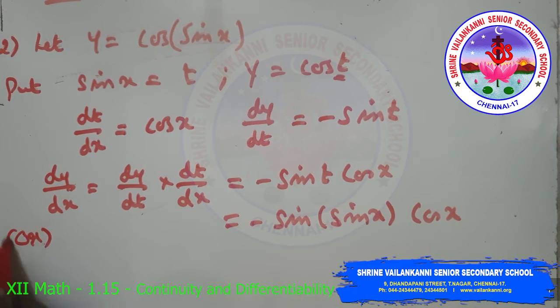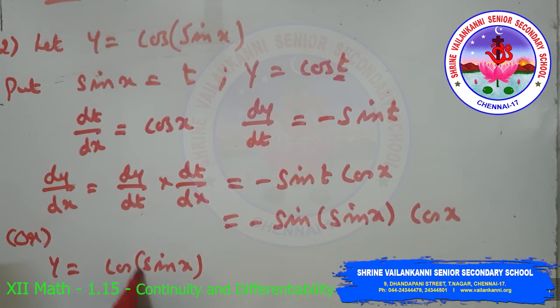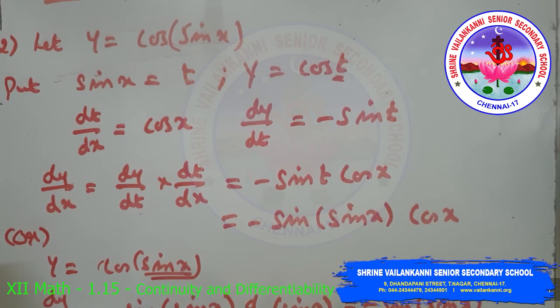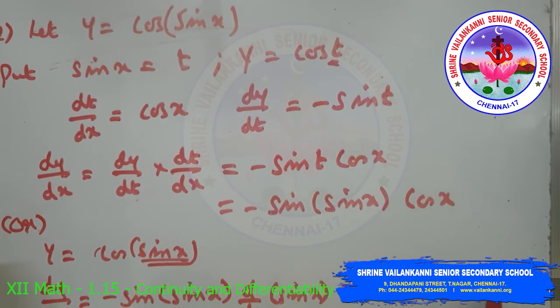Otherwise, y equal to cos of sin x. So dy by dx is, differentiating cos, we get minus sin of sin x, and differentiating again, d by dx of sin x, we get minus sin of sin x into d by dx of sin x, and d by dx of sin x is cos x.